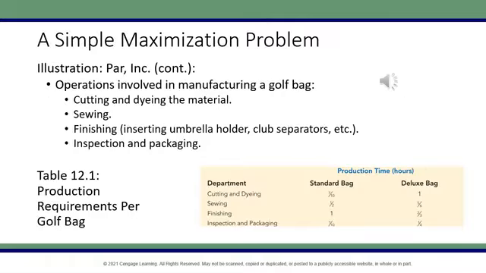Let's examine the production process for golf bags at Par Incorporated Manufacturing. Each golf bag involves 4 key operations. 1. Cutting and dyeing the material. 2. Sewing. 3. Finishing, which includes specialized tasks like inserting umbrella holders and installing club separators. 4. Final inspection and packaging. Looking at Table 12.1, we can see the specific production requirements for each type of golf bag. These requirements will be crucial for our optimization model.